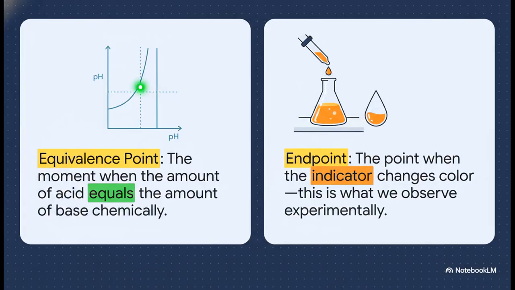Now, this is a really important distinction you have to get. There are two key moments here. First, there's the equivalence point. That's the perfect theoretical moment when the amount of acid and base are chemically equal. The problem? You can't actually see it happen. So that's where the end point comes in. This is the moment we can see thanks to an indicator we add that changes color. The whole trick of a good titration is picking an indicator that changes color right around the same time the equivalence point is reached. That makes our visible clue super reliable.